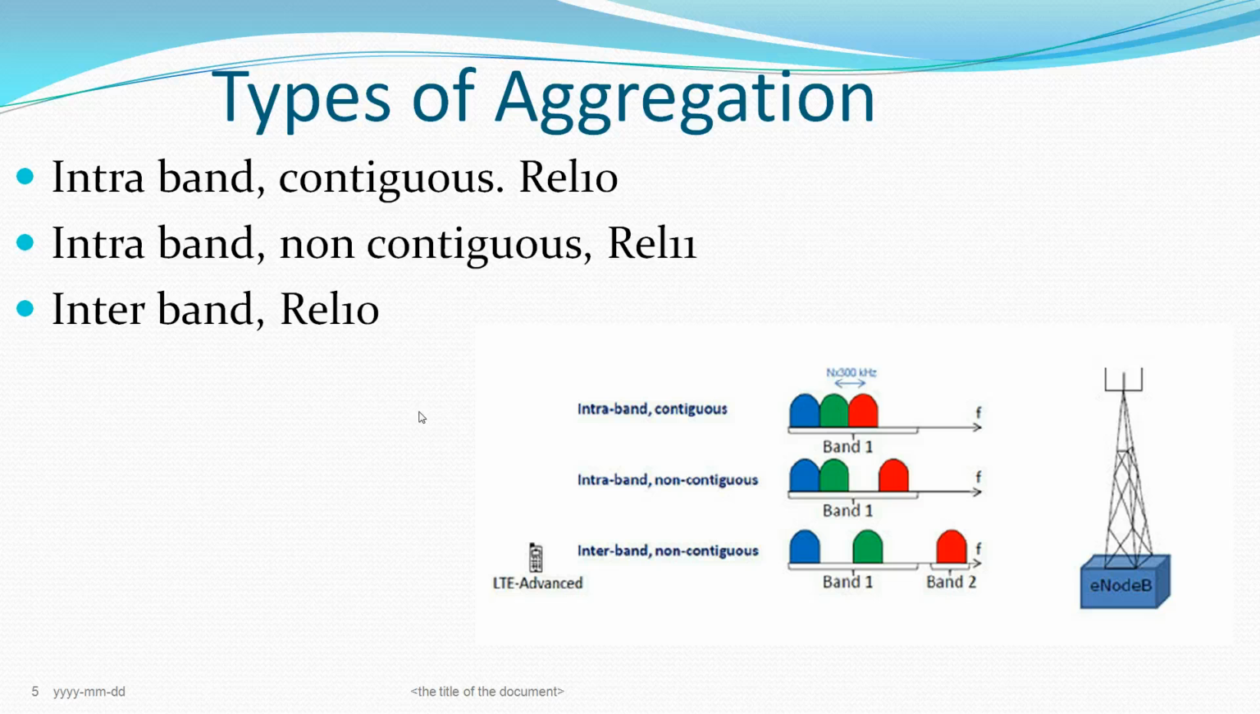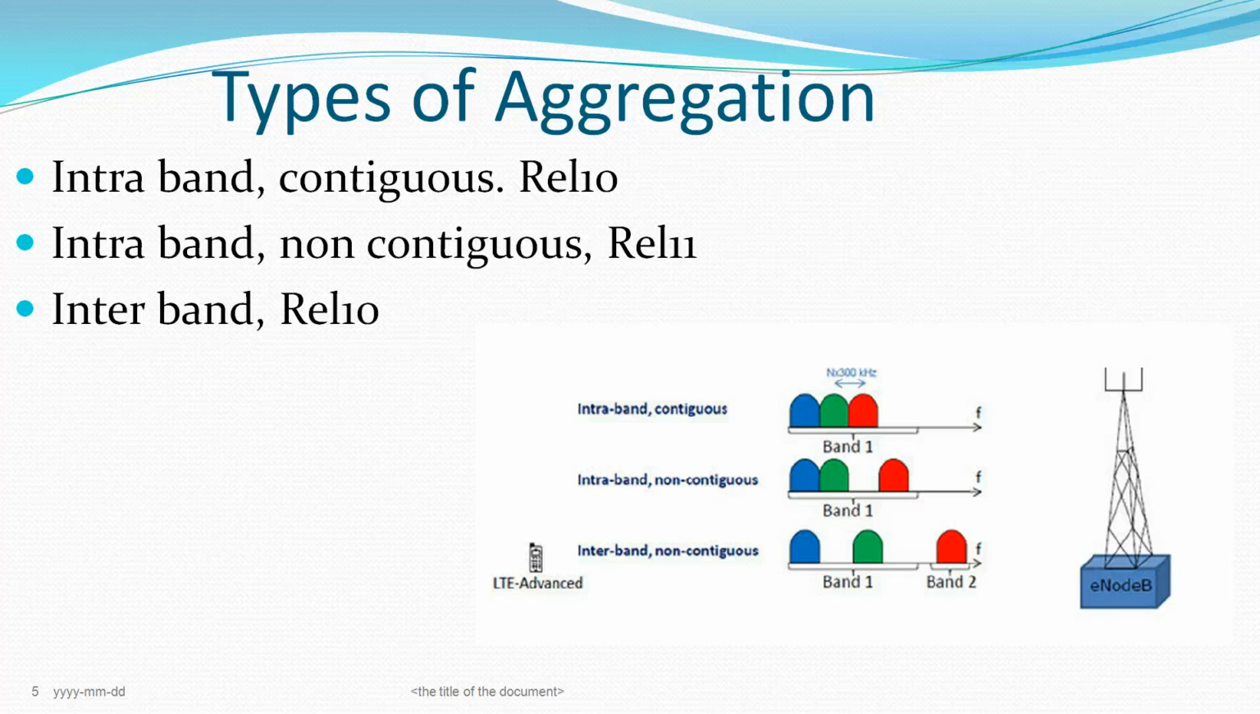When you talk about carrier aggregation, there are 3 different aggregation types. The first one is called intra-band contiguous carrier aggregation. This was specified in release 10 of 3GPP. This means that you aggregate component carriers with no gap between the component carriers. There is, however, a guard period of 30 kilohertz, which is the normal case.